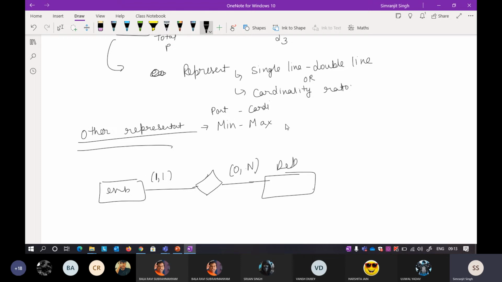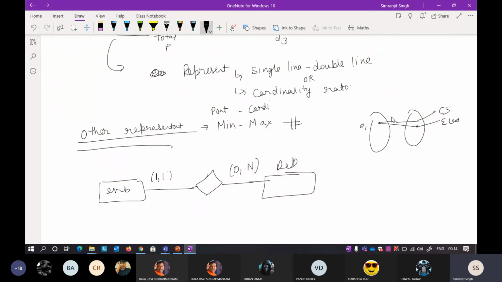More information is represented in terms of min max representation. Suppose in the requirement analysis there is a requirement that employees should work in different departments. Suppose a single employee should work for two departments. So from CS, this particular employee should also work for electronics as well.